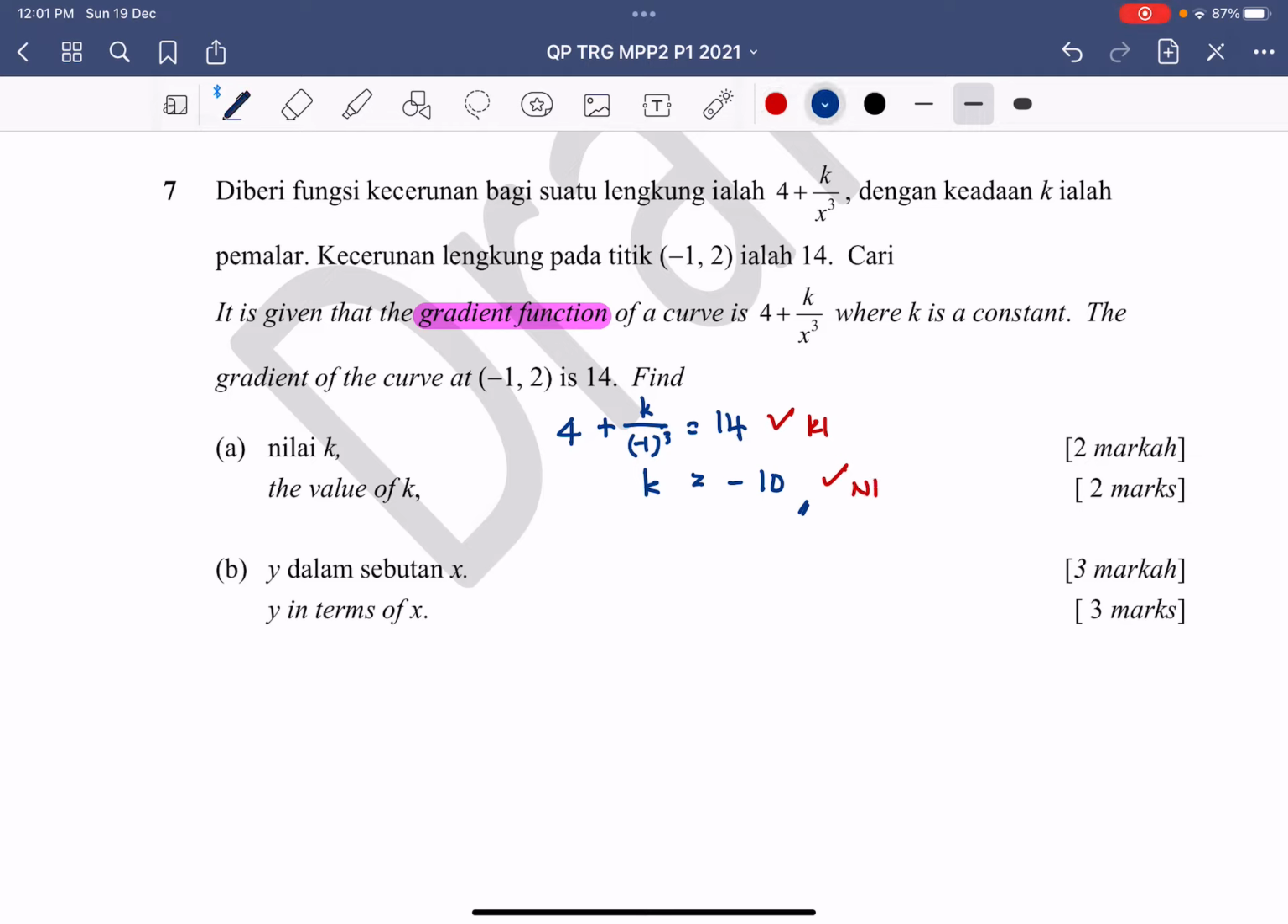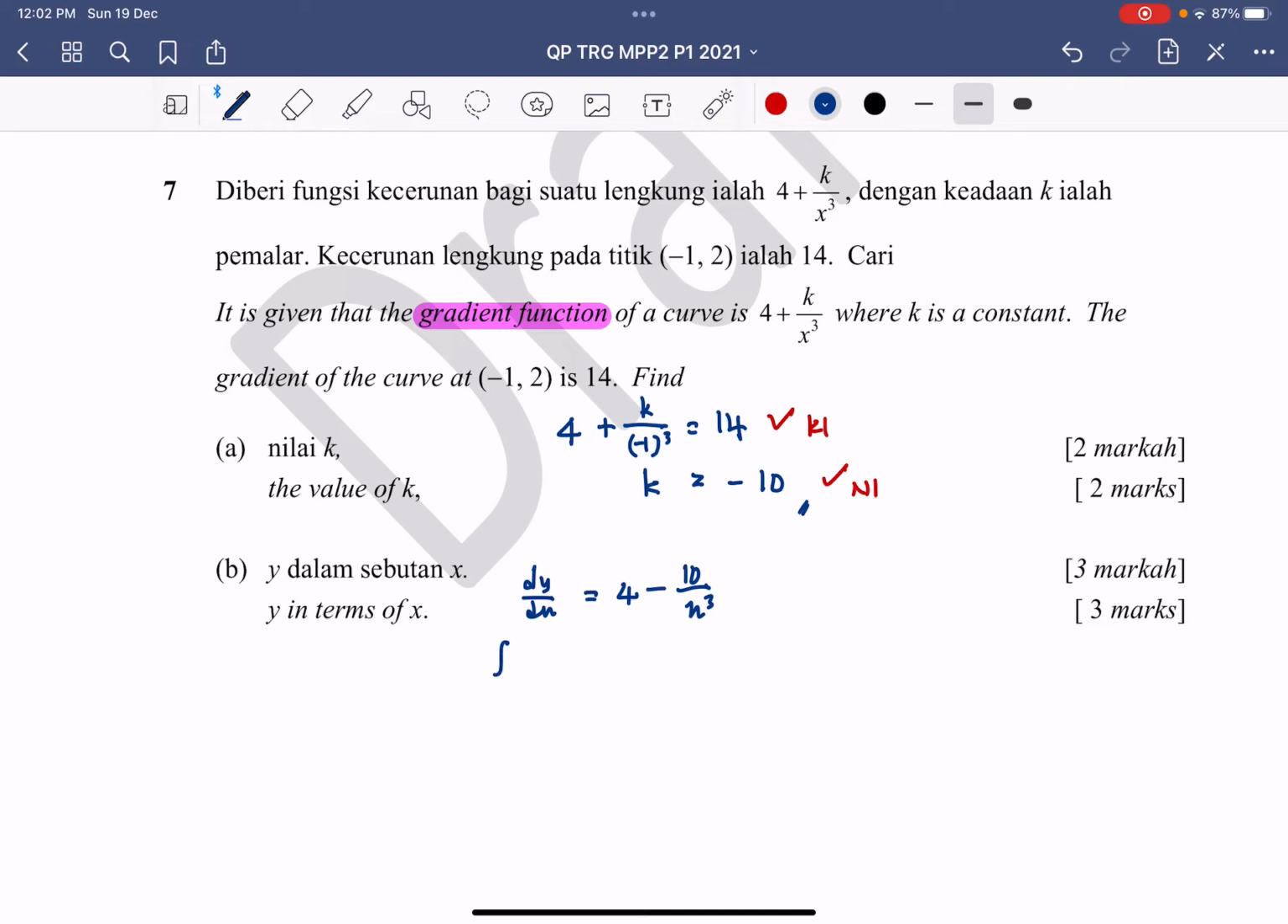So second question, they asked to express y in terms of x, meaning that they want us to find the original equation of the curve. Yeah, the equation of the curve. So we have the gradient function dy over dx equals to 4 plus k, which is 4 minus 10 over x cubed. So this is our dy over dx.